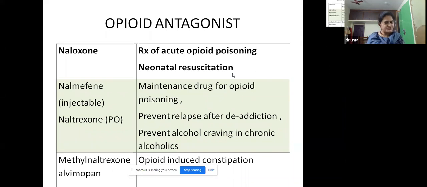Nalmefene is available in the injected form, and naltrexone is given orally. It is used for the maintenance of opioid poisoning, relapse after de-addiction, and they prevent alcohol craving in chronic alcoholics. And methylnaltrexone and alvimopan, I already said, are used in opioid-induced constipation because they block the peripheral opioid receptors.